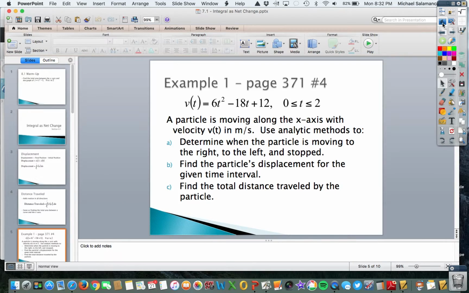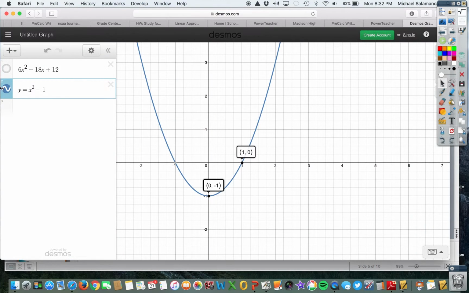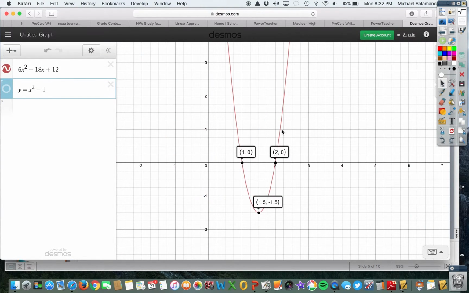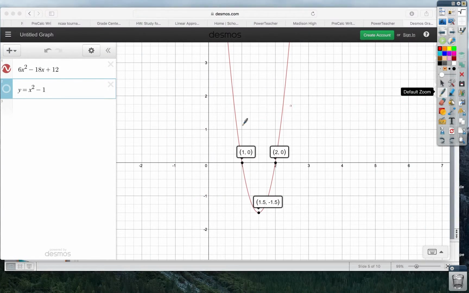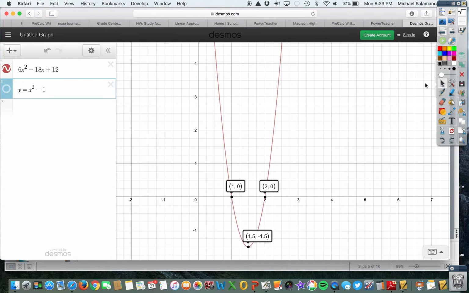So let's take a look at the graph because I really want to make sure you understand what this looks like graphically. So here we have this image. And remember, we're trying to find the area, or we're trying to find a number of things. So let's pull this up so you can see the entire graph.